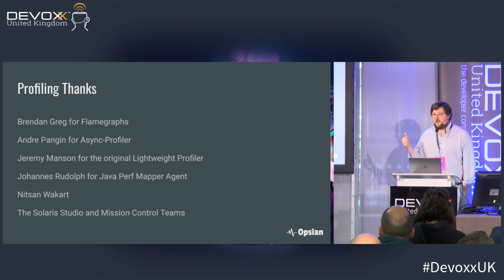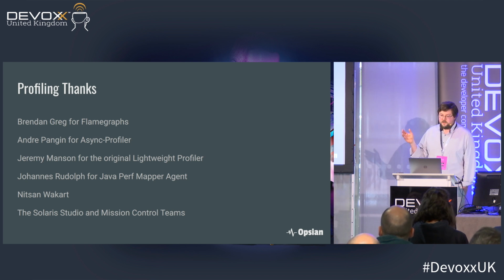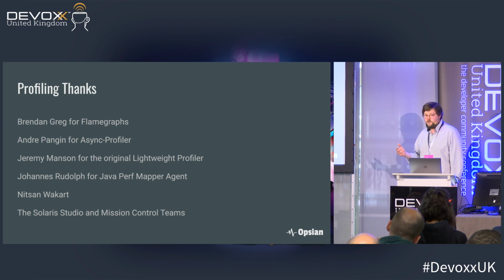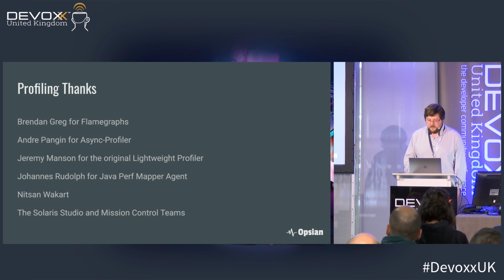Brendan Gregg works at Netflix, invented the flame graph visualization, written a book on performance analysis, very smart guy, lots of information. Andrei Pangin wrote Async Profiler. Jeremy Manson open sourced some various ideas around low overhead profiling. There's a Java perf map agent as well by Johannes Rudolph. And obviously Oracle have a couple of teams who've done a lot of work on these things. It would be remiss of me not to mention these people. And also, these people are great resources of information that are really useful to learn more about.